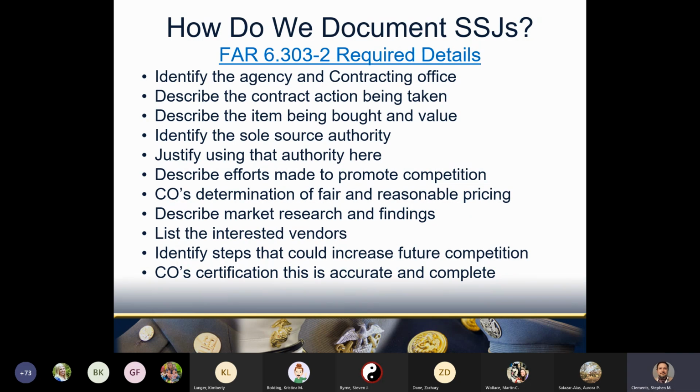Just talk about that. And then at the bottom of the form, your CO is going to be certifying that this information is accurate and complete. And that signature is also what opens them up to lawsuits if someone gets mad at them. So make sure that they've got good information all along the way.